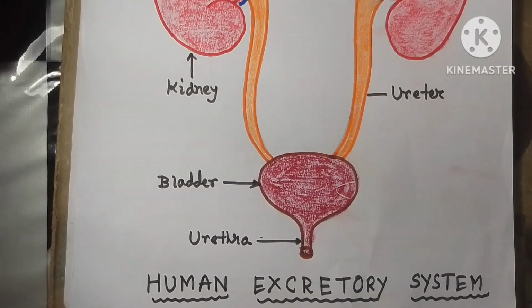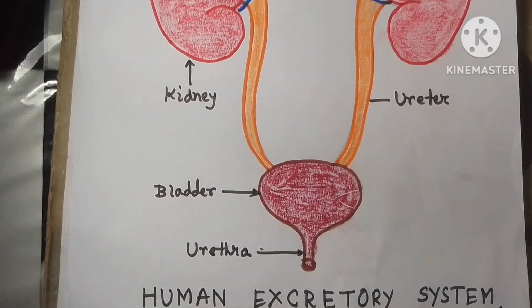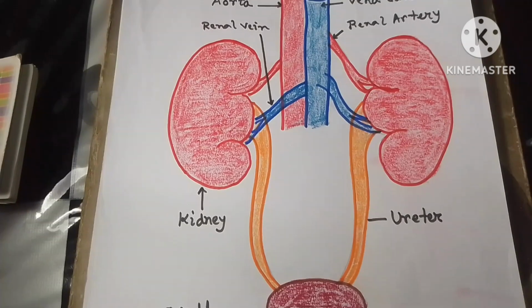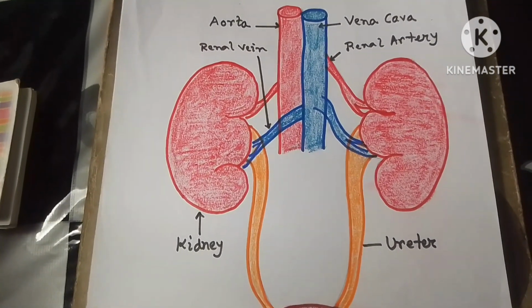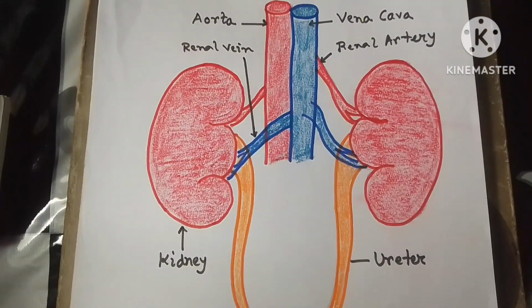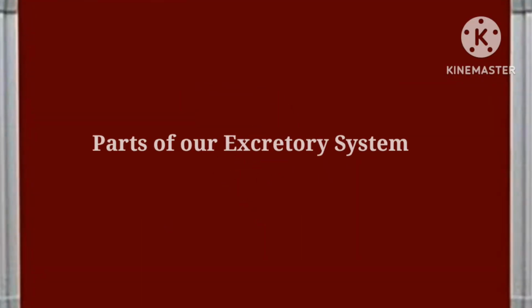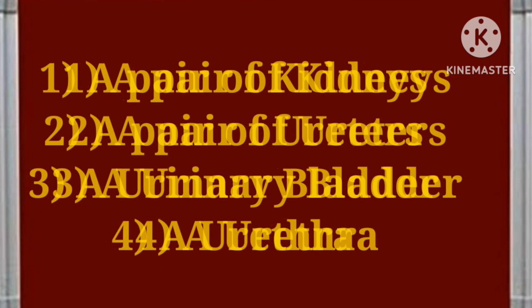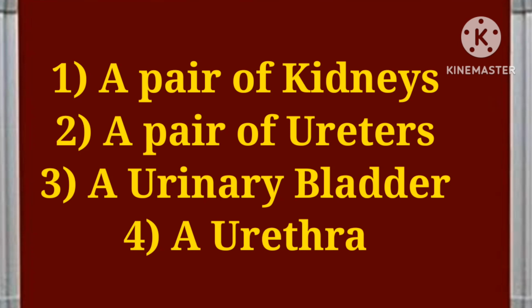Now, my scientific diagram of the human excretory system is ready, but don't forget to do the labeling of any scientific diagram. Now let's discuss the different parts of our excretory system. Those are a pair of kidneys, a pair of ureters, a urinary bladder, and a urethra.